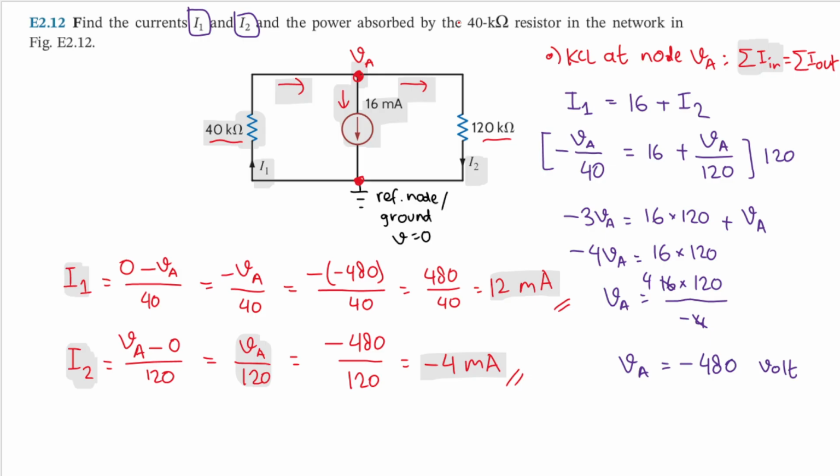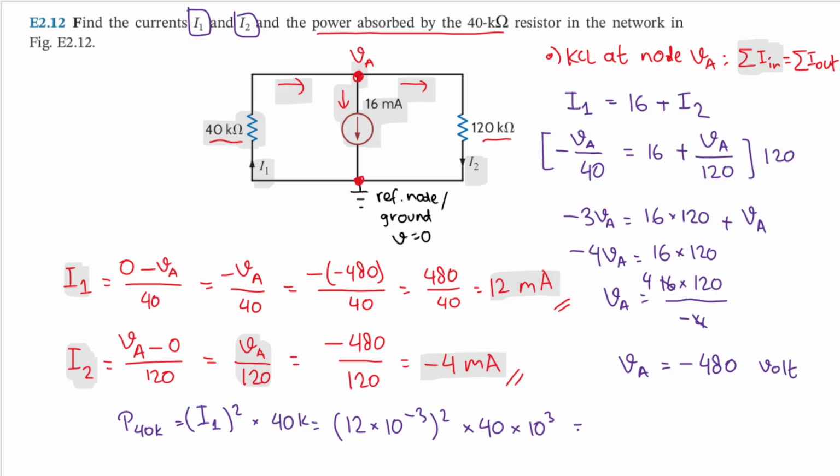But then the question is also asking us about the power absorbed by the 40 kilo ohm resistor. So we can calculate P of that 40 kilo ohm. I think I will just use the formula I squared R. So that is I1 that passes through here. I1 squared multiplied by the resistance, which is 40. And I1 is 12 milliampere. Let's just use SI units here. So I will have 12 times 10 to the minus 3, then squared, and then multiplied by 40 kilo ohm, so 40 multiplied by 10 to the third power. So the unit will be watt.